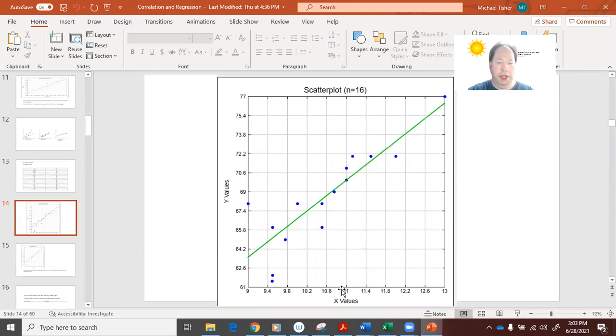Likewise for 11, what did we get? We got about 69.96, and it looks like that's pretty much dead on the line in this one, right? So that seems to be all well and good. The regression equation seems to be working.